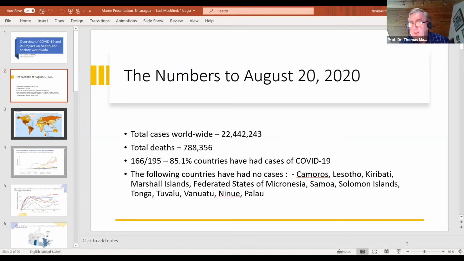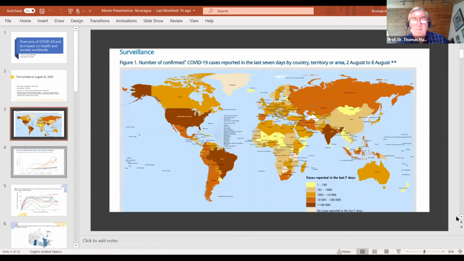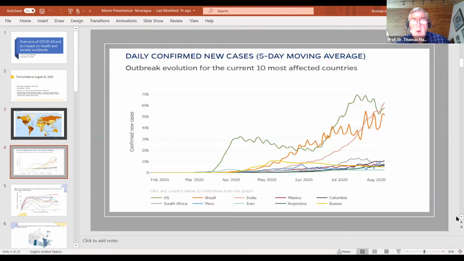The next slide shows a map of the world, which is familiar to all of you, and gives the number of cases that have been reported. Here I use the week of August 2nd to August 8th, and the color density indicates the number of cases in the last 7 days. So very familiar to you, and I won't spend time on it.